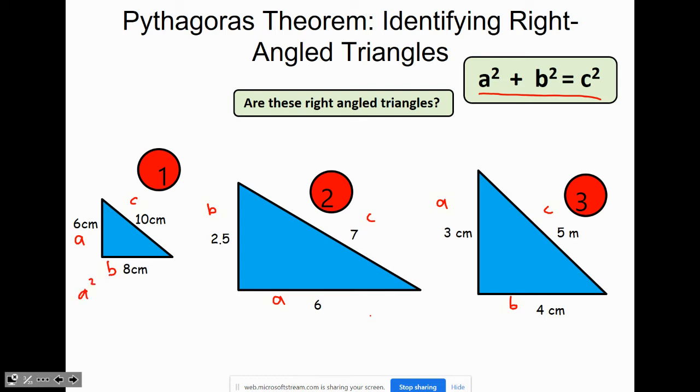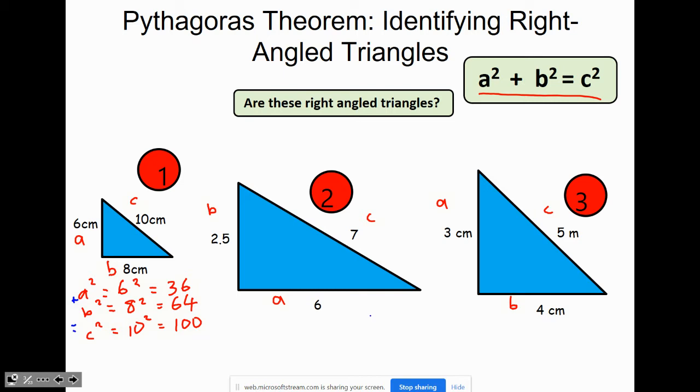Well, A squared is equal to, in this case, 6 squared, because A is 6. And 6 squared is 36. B squared is 8 squared, which is 8 times 8, which is 64. And C squared is 10 squared, which is 10 times 10, which is 100. Now, if A squared plus B squared is equal to C squared, then we have a right-angled triangle.